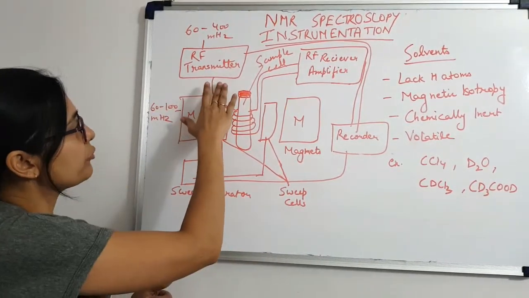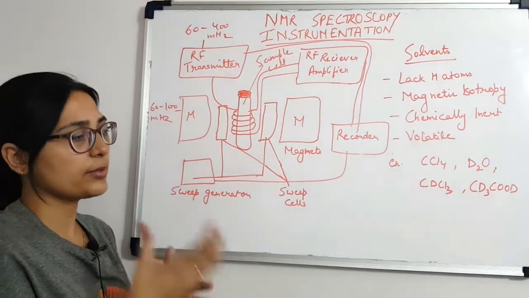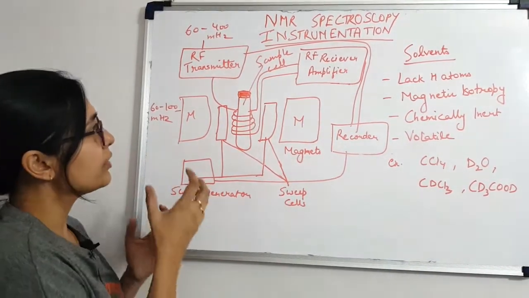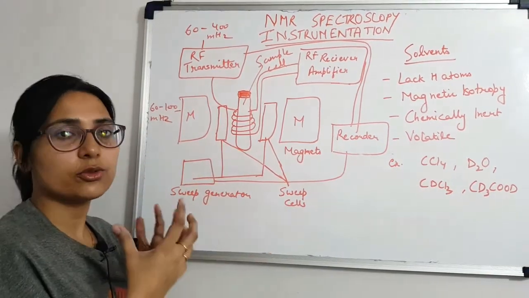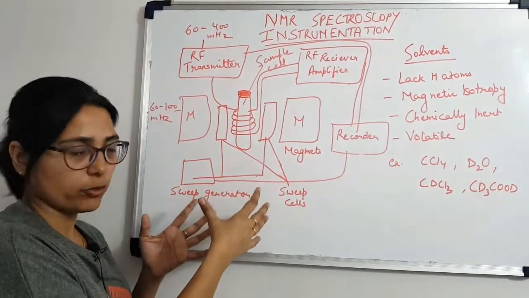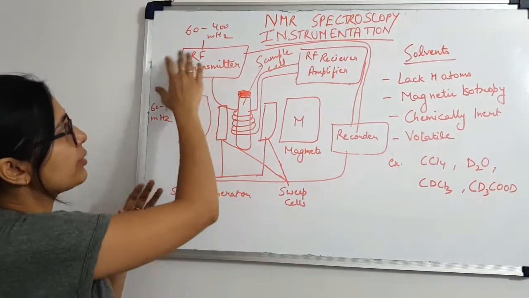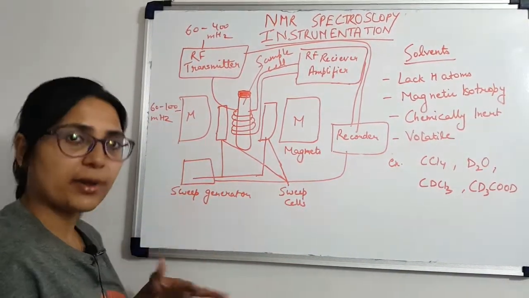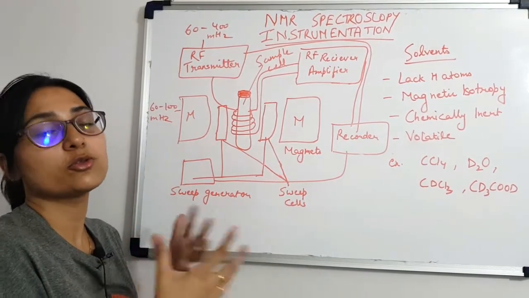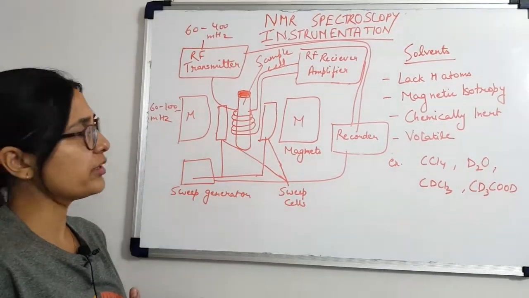Then we have a radio frequency transmitter. This basically provides a strong, uniform pulse of radio frequency, and depending on the resolution of the NMR spectrophotometer, it can provide between 60 to 400 megahertz range of radio frequency, depending on the resolution of the spectrophotometer that you're using.